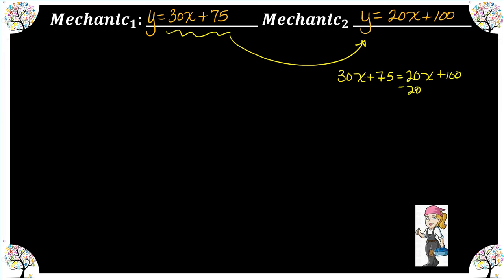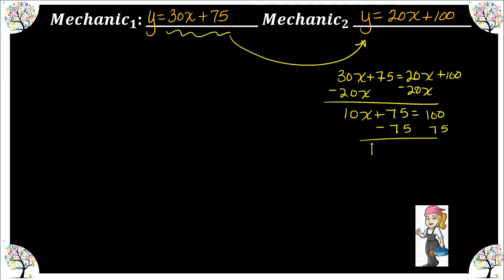We have variables on both sides, so we are going to subtract out the smaller one. We have 10x plus 75 is equal to 100. Subtract out the 75. We have 10x is equal to 25, and divide by 10, and x, which is hours, is 2.5. So at 2.5 hours, both mechanics charge the same amount.